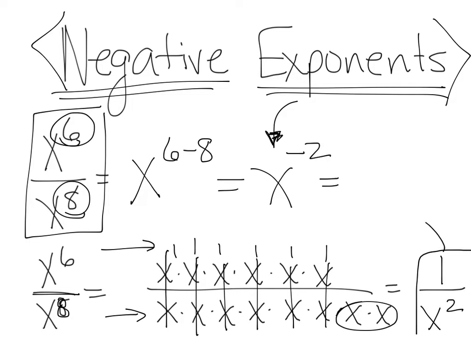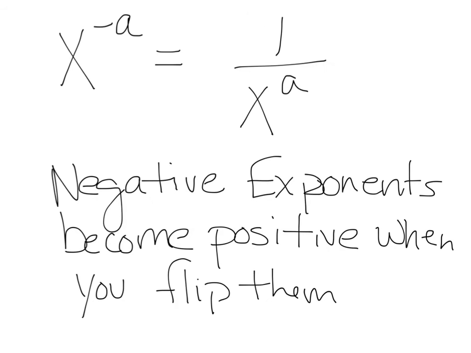Hey, wait a second. I think I'm seeing something. I think I know what this negative sign is trying to tell me. It's trying to tell me that there's two x's left here, but they're not in the top. They're in the bottom of the fraction. And that's what a negative exponent really means. It means, hey, if I'm in the top, take me to the bottom and I'll become positive. If I'm in the bottom, take me to the top and I'll become positive. So to turn a negative exponent positive, you just flip it.